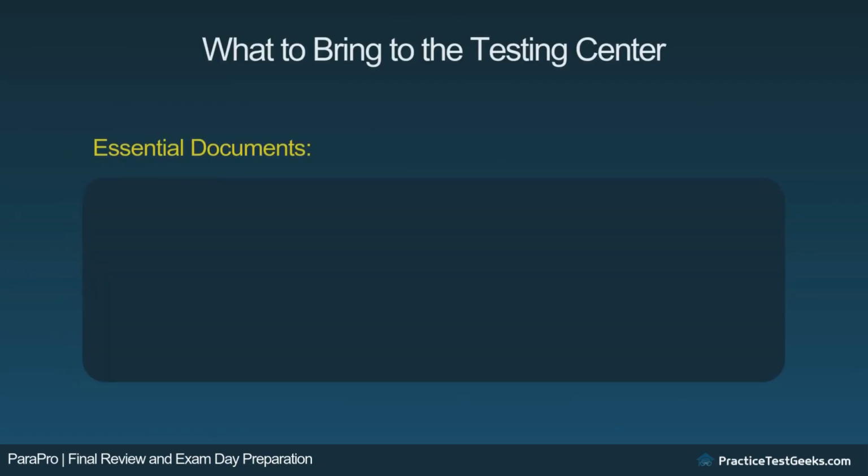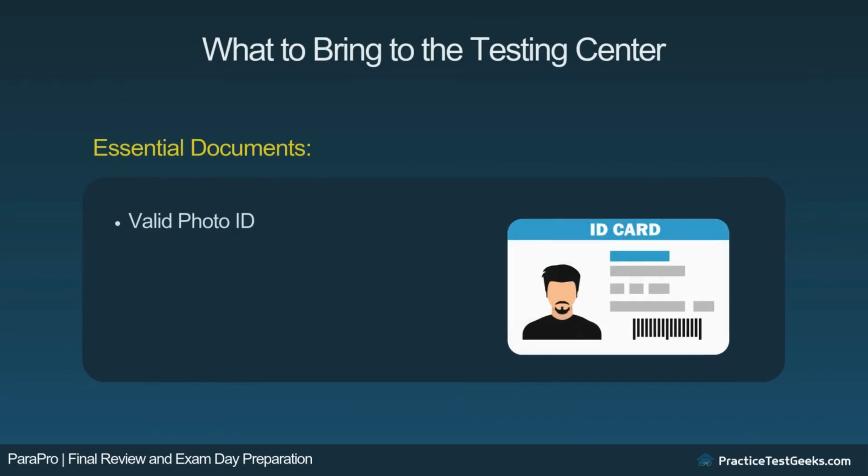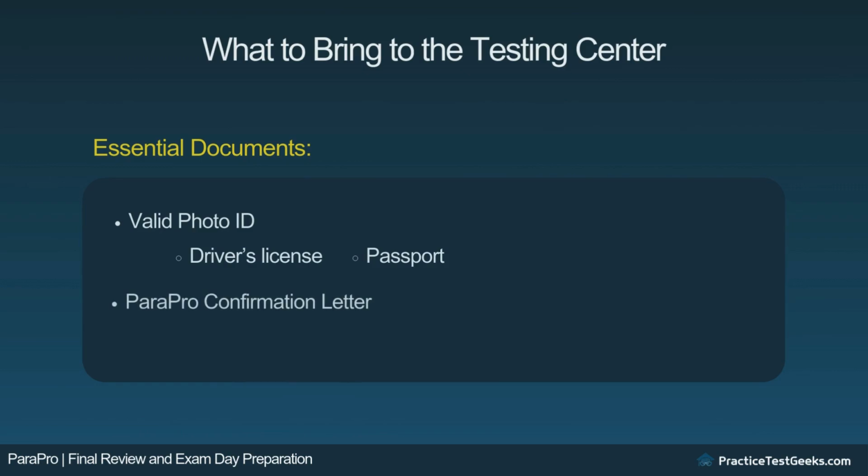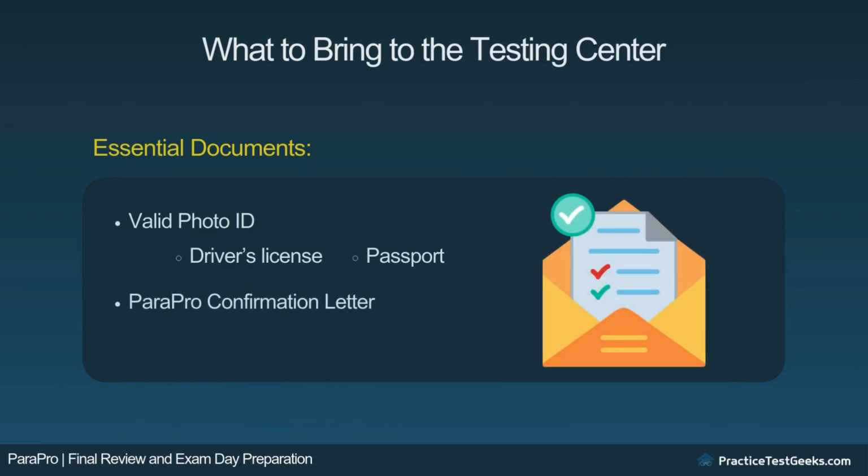Here are the essential documents. 1. Valid photo ID. Bring a government-issued photo ID, such as a driver's license or passport, to verify your identity. 2. ParaPro confirmation letter. If required, bring a printed confirmation letter or email that includes your test appointment details. Check the testing center's instructions for this.